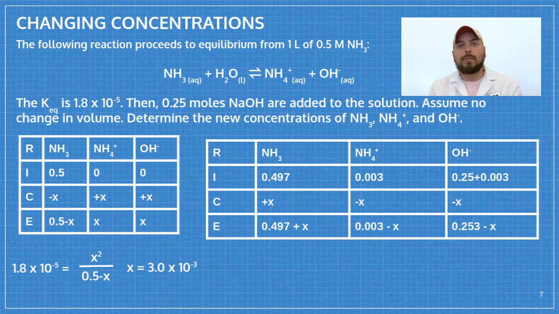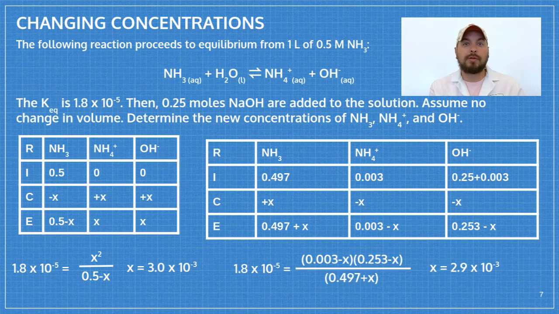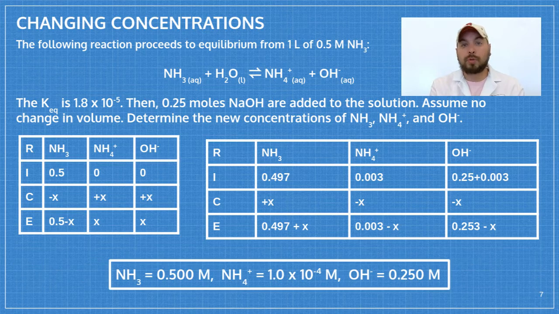And as a result, we end up with a new equilibrium position, which is equal to, for the ammonia, NH3, 0.497 plus X. For the NH4 plus, 0.003 minus X. And for the OH minus, 0.253 or 0.25 minus X. When I solve for X in this case, my X value ends up equal to 2.9 times 10 to the negative third. So to find my new equilibrium values, what I'm going to do is add 2.9 times 10 to the negative third to my NH3, subtract it from my NH4 plus, and subtract it from my OH minus.